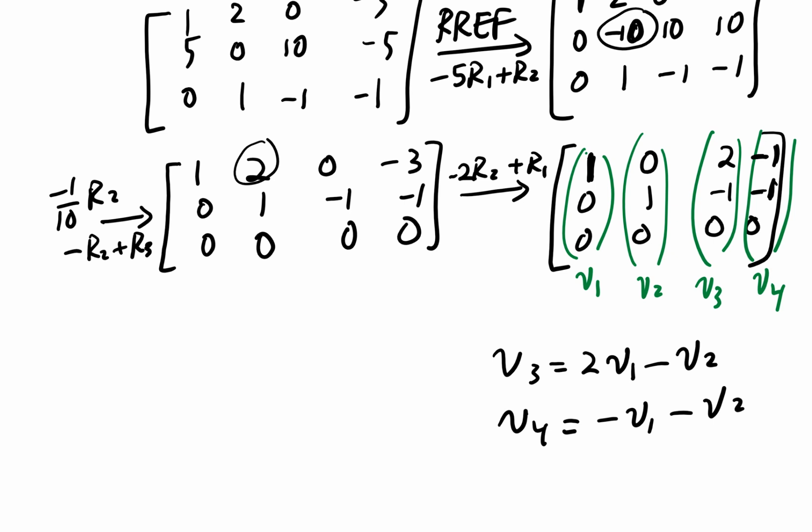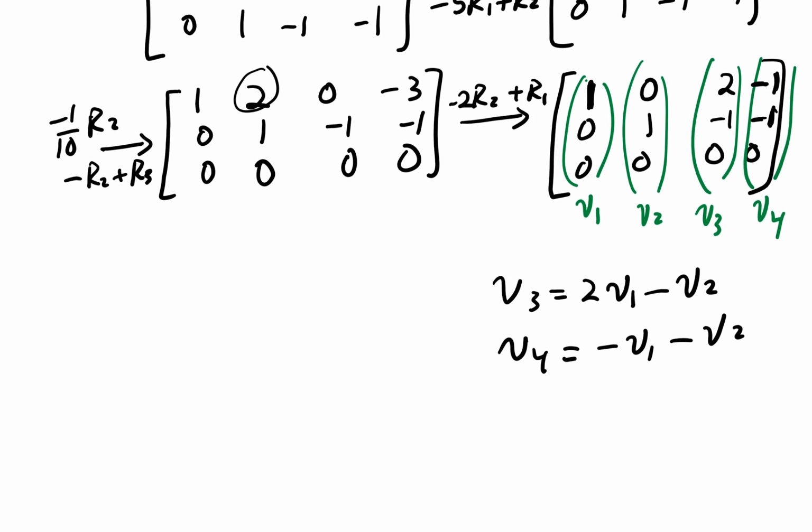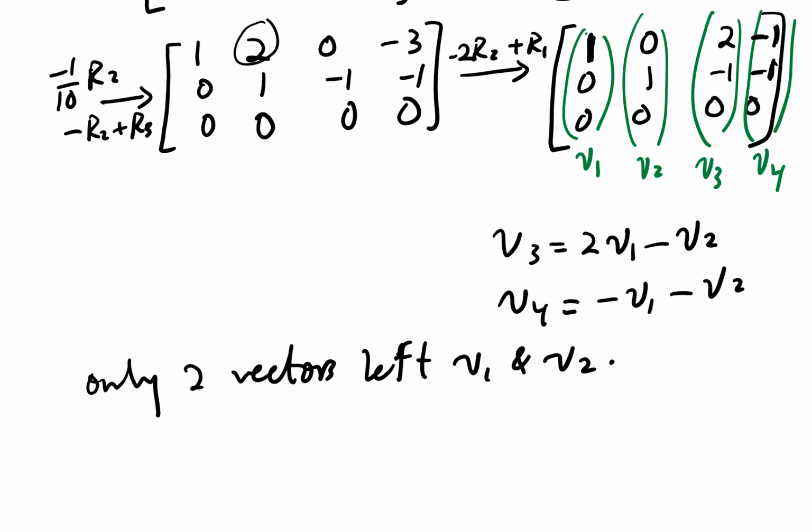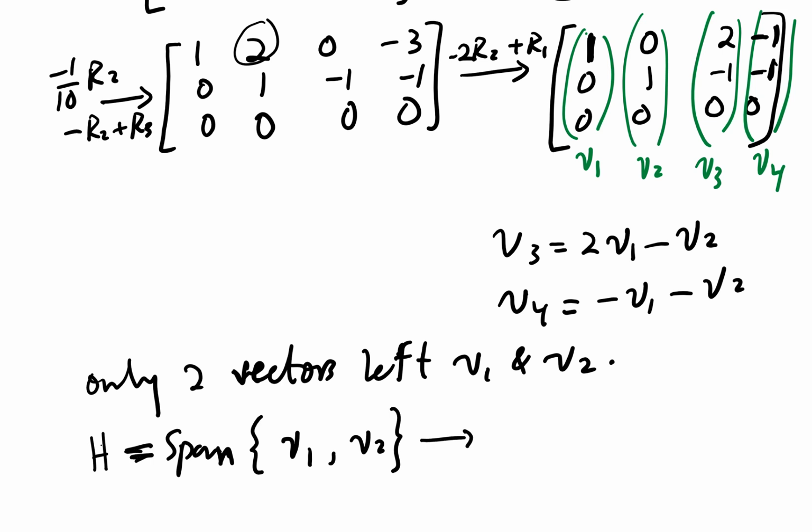Oh, wow. So I have 2 vectors that can be written as a linear combination of the other vectors. Those are kind of redundant vectors. We remove them. That will leave only 2 vectors, V1 and V2. So this means H can be spanned by V1 and V2 only. And in this case, since H is spanned by these, the dimension of H is 2.